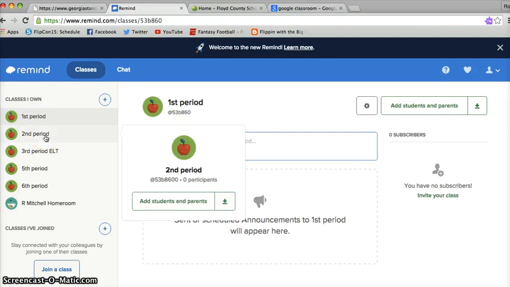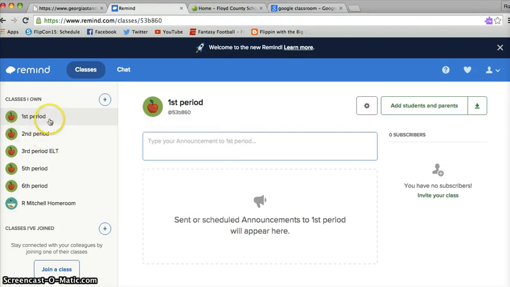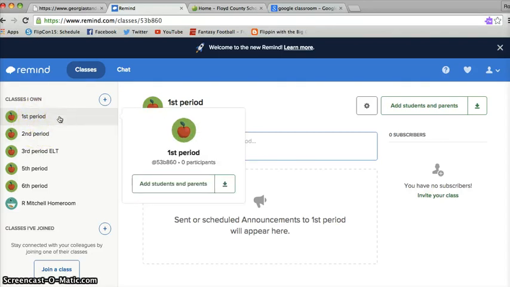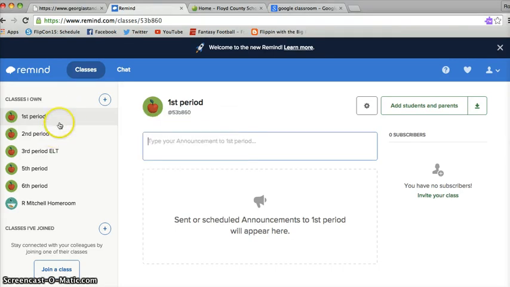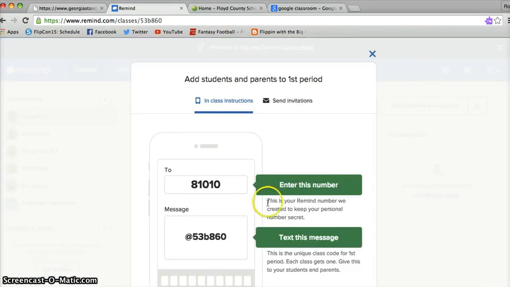If you don't know which one of these your child is in yet, you are welcome to sign up for the reminders for both first and second, and once you figure out where they are, I can look on my roll and I can bump out whichever one they're not in. But if you are wanting the reminder for first period, you text this message to this number.